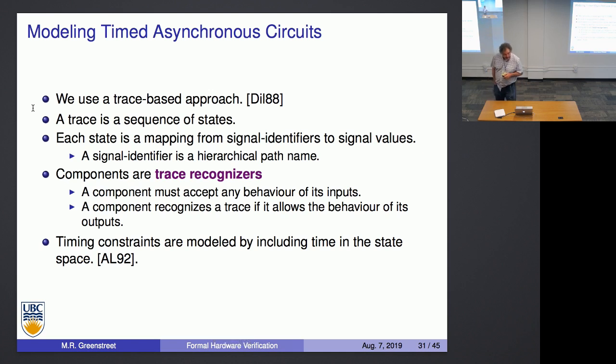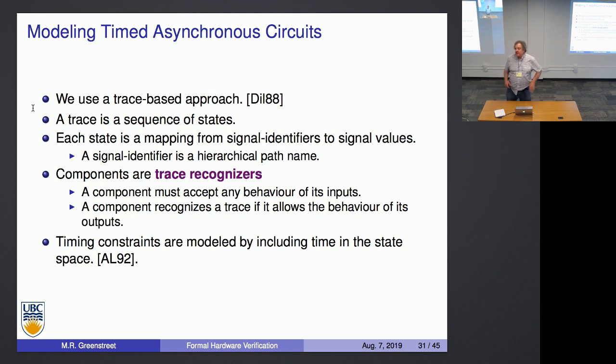Well, we took a trace-based approach. A trace is a sequence of states. That totally makes sense, right? A state is a mapping from signal identifiers to signal values. Good enough, huh? And a component is a trace recognizer. So a component like the NAND gate looks at the sequence of the trace, and it's basically responsible for its output. A component may not stop its inputs from doing things.